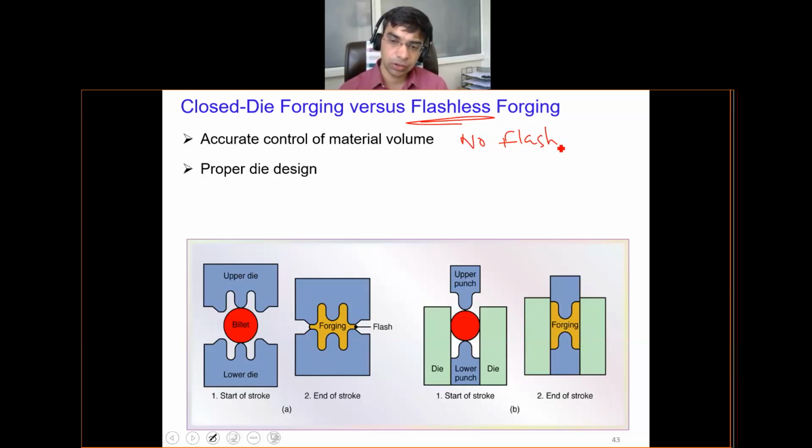But in order to accomplish no flash, dies have to be designed very precisely, and the manufacturing of the die is to be done very precisely, thereby increasing the cost of production of the die, and thereby increasing the cost of the forging process. So generally, flashless forging is a very advanced forging process. It will be used only in mass production scenarios, where the quantity of the workpieces offsets the cost of the process.